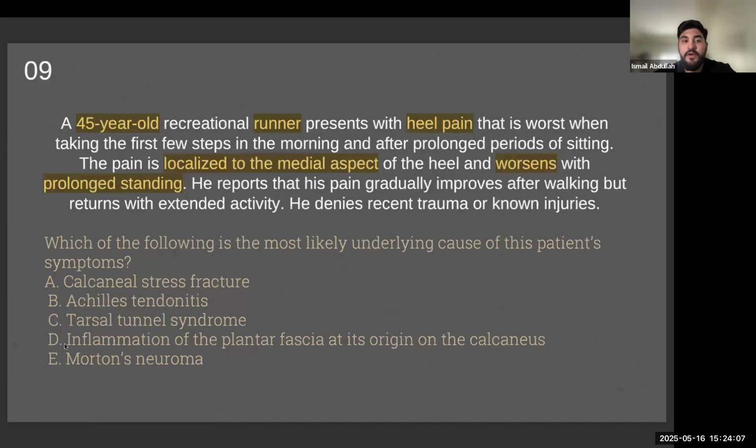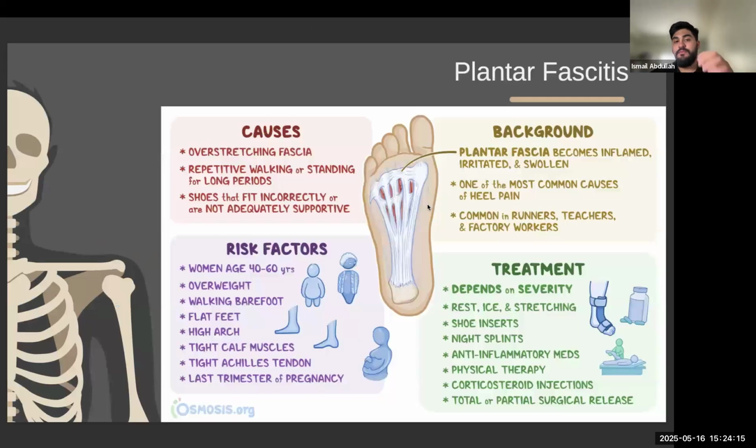So if you are eliminating, then definitely it's going to be the plantar fascia, because, first of all, this is what happens when you stand for too long on your heels. It's one of the common causes of heel pain, plantar fasciitis.